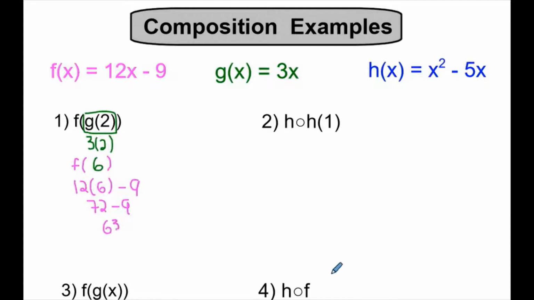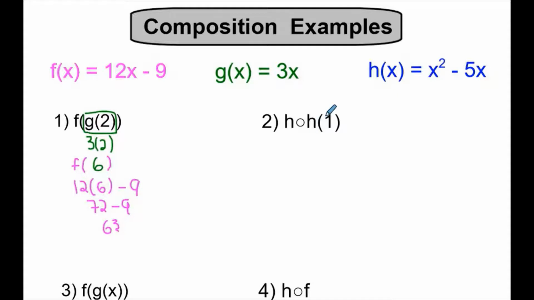So what you see has happened here is I basically have substituted 2 into the first function. And then once I have done that, I have then taken that output, which was 6, and substituted it into the next function. So let's take a look at the next example, which is the same idea with a different notation.